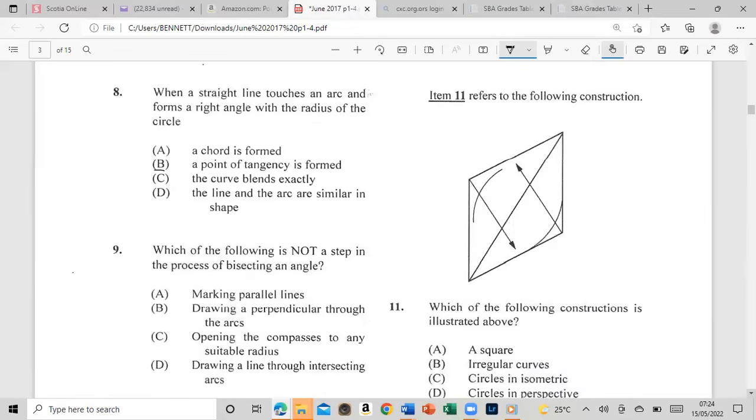Number 9. Which of the following is not a step in the process of bisecting an angle? A, marking parallel lines. B, drawing a perpendicular through the arcs. C, opening the compass to any suitable radius. D, drawing a line through intersecting arcs. And number 9 is C, opening the compass to any suitable radius.